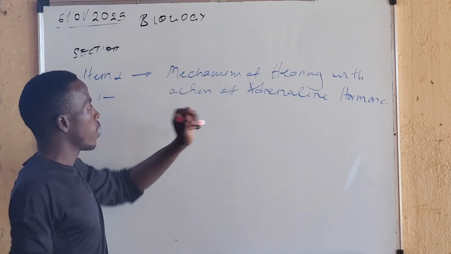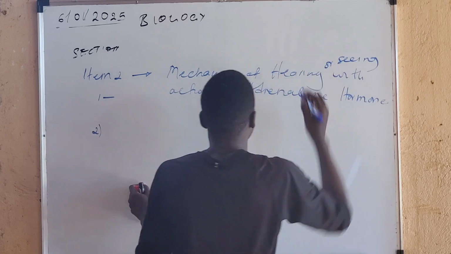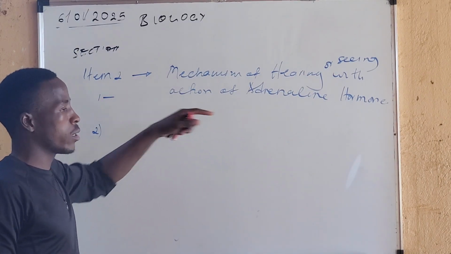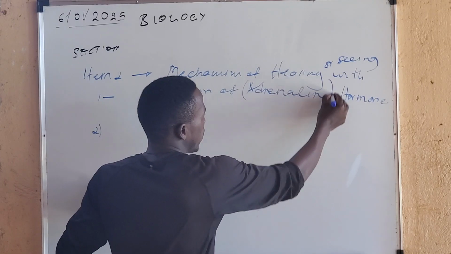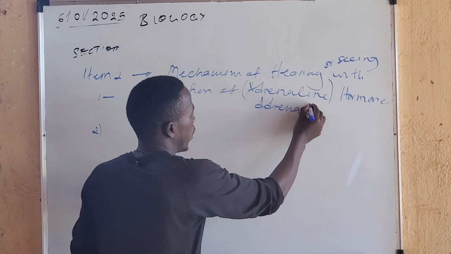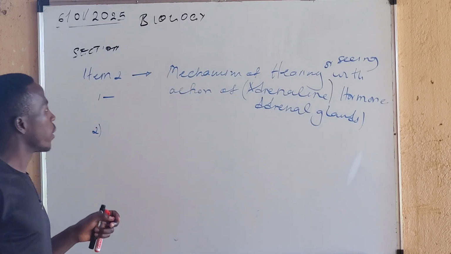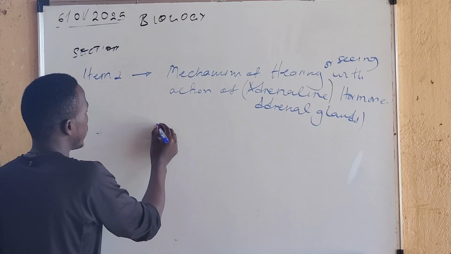Mechanism of hearing or mechanism of seeing with action of adrenaline hormone. All of us are aware adrenaline hormone is coming from what we call the adrenal glands. Adrenal glands.